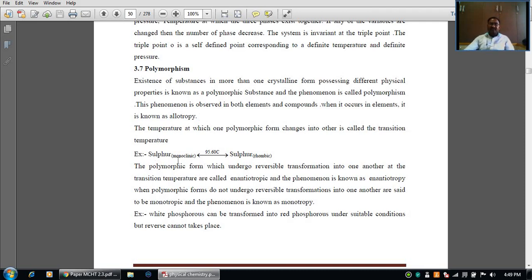This is monoclinic sulfur that is heated at 95.6 degrees Celsius. What happens? It changes its geometry. Monoclinic changes into rhombic. You know that monoclinic, rhombic, triclinic, cubic, tetragonal, these are all different types of crystal systems. Based on interfacial angles and length, we divide them into 7 types of crystal system.